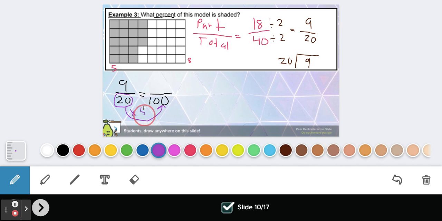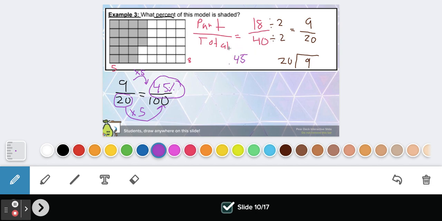That's actually 20 times 5. So if I multiply 20 times 5 to give me 100, the same thing happens here, times my 5. So 9 times 5 should give me 45, and this is already my percent. It's 45%.